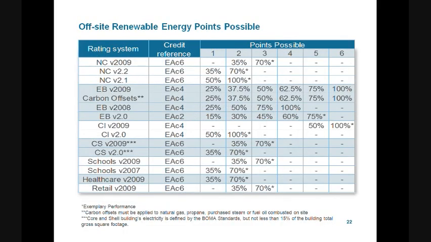Okay, so off-site renewable energy is mostly credit 6, sometimes credit 4 or credit 2, but for the most part credit 6. You get a lot of points, up to 6, not as many as on-site solar, where you get 8, but still a lot of points available.